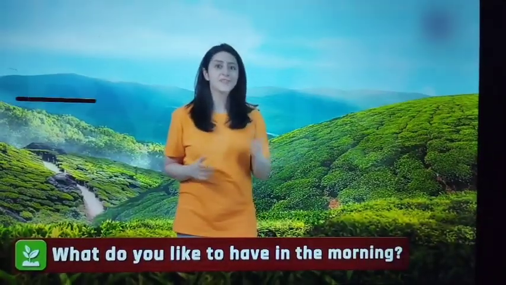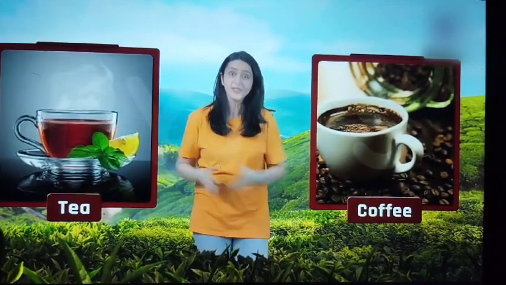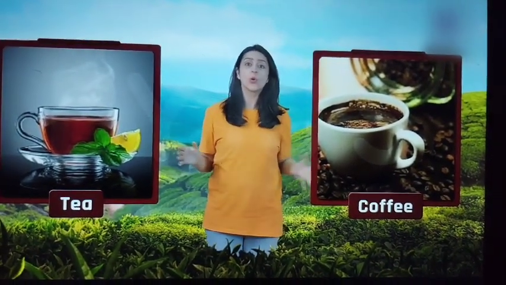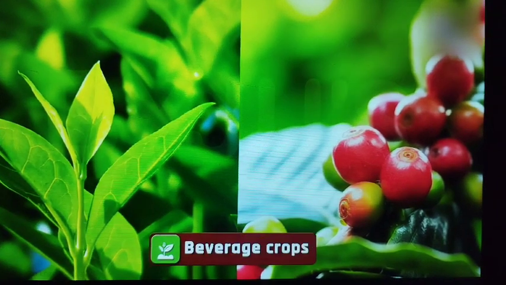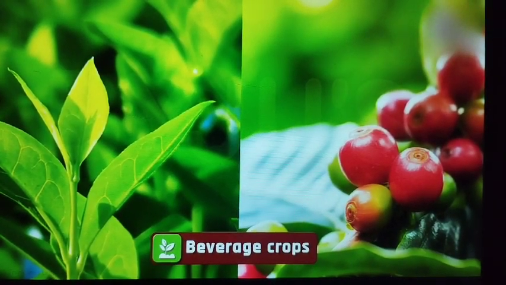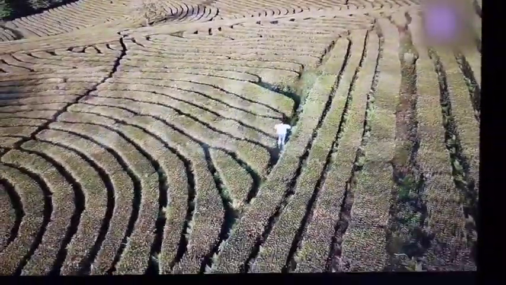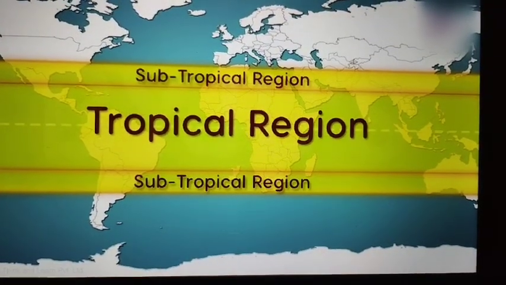What do you like to have in the morning? Tea or coffee? Well, both these are grown as plants, and the crops are called beverage crops as they provide us with these refreshing beverages. Did you know that tea was actually introduced to India by the British? Tea plantations are sights to behold. Tropical and subtropical climate favors the crop.